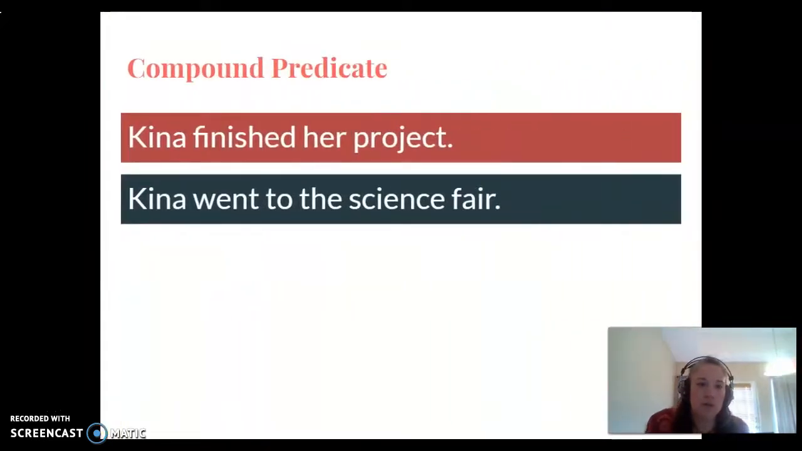Okay, so now let's look at the predicate. Subject is who the sentence is about. Predicate is what the subject does. All right, so we've got Kina finished her project. Kina went to the science fair. Well, we should notice right away we have the same subject. So when we go to write this, we're not going to say Kina and Kina because she is one subject. So that's definitely going to be one Kina.